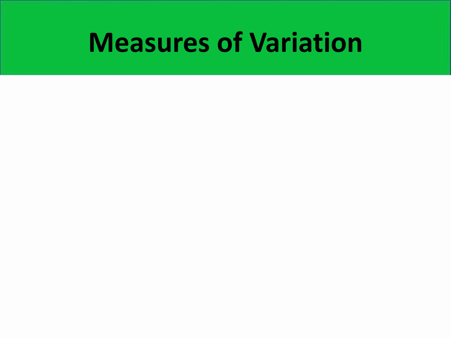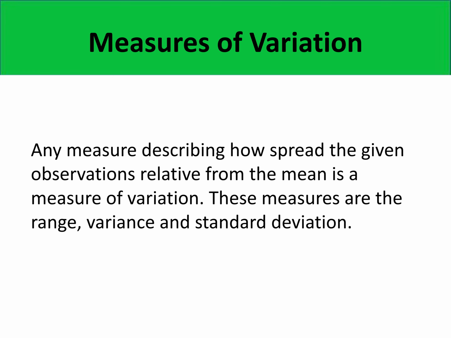So two or more sets of data may have the same measures of center, but they may differ regarding measures of variation. Any measure describing how spread the given observations are relative to the mean is a measure of variation. These measures include the range, variance, and standard deviation.